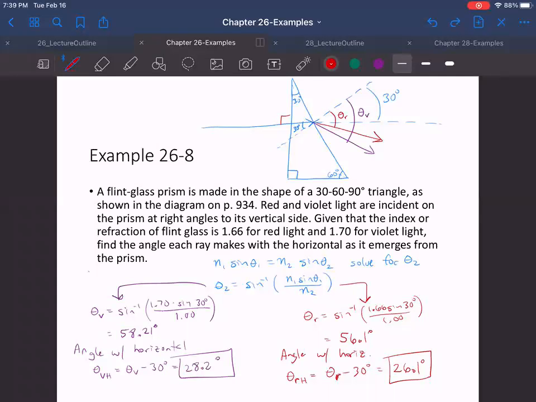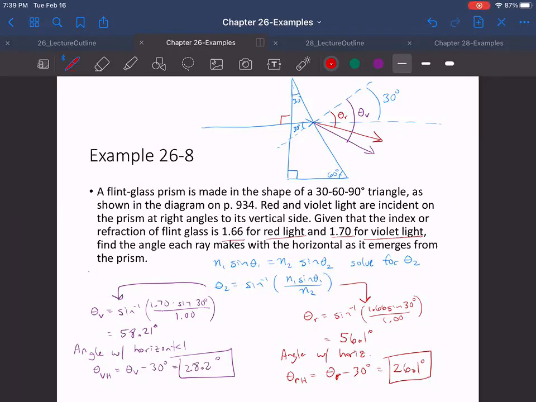All right, and so red and violet light are incident on the prism at right angles to the vertical side. Given that the index of refraction of flint glass is 1.66 for red light and 1.7 for violet light, find the angle each ray makes with the horizontal as it emerges from the prism.